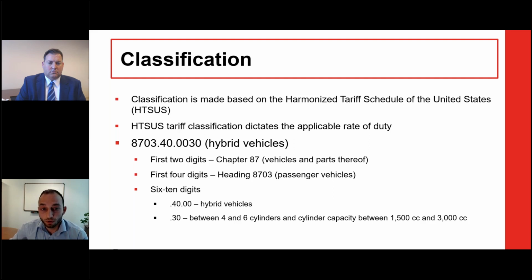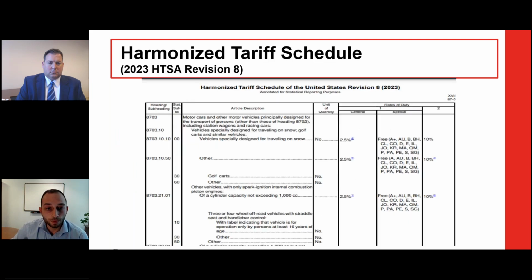In this case, it's a hybrid vehicle, so you see that it's part of chapter 87, which is for vehicles and parts, and then it's under heading 8703 because it's a passenger vehicle, and then the rest of the codes identify the hybrid vehicle and the size of the engine. And then we can go to the next slide.